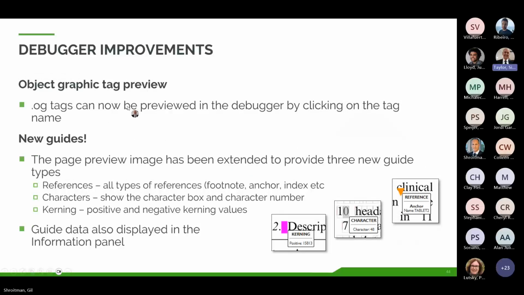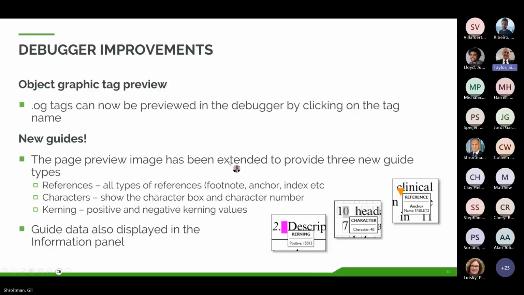We've added the ability to preview object graphics now in the debugger. So object graphics are vector-based graphics in ALD, and previously you couldn't preview them in the debugger, although you could preview bitmap graphics. But now we can preview those in the debugger too. Object graphics now in the debugger, which is really cool.